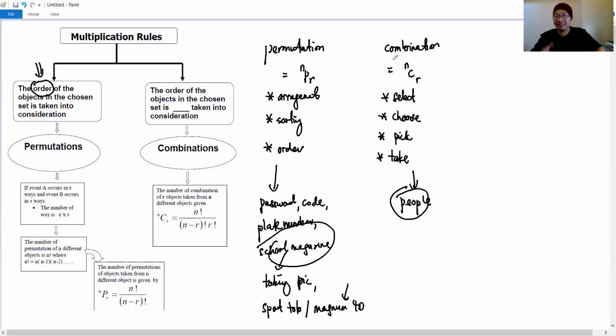That's why that question is underneath the combination topic. So that is the example question that can be asked in SPM. Okay, guys. So you see here, for combination, the order of the objects in the chosen set is not taken into consideration. So the sorting, the arrangement for combination is not a priority. Hopefully you guys understand. So that is number 2.